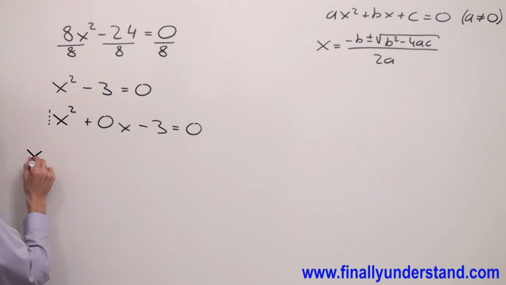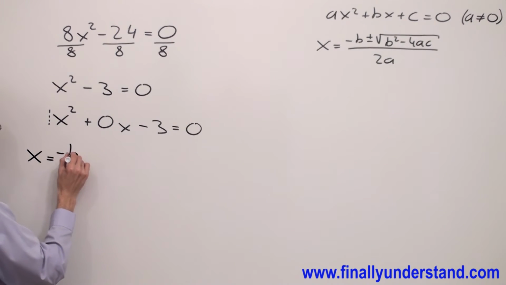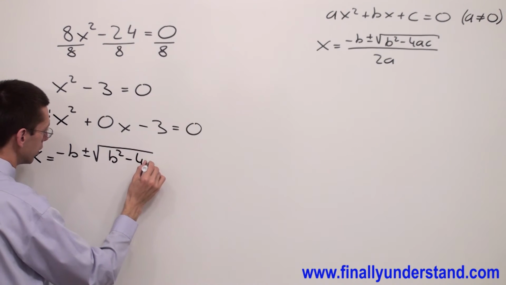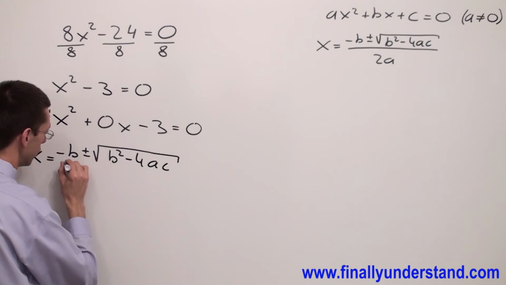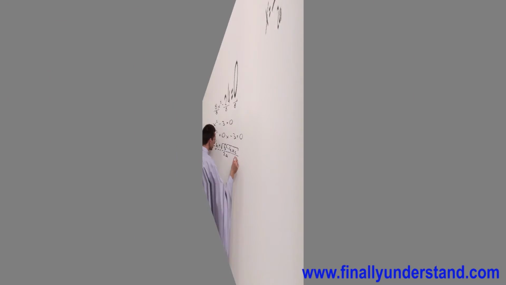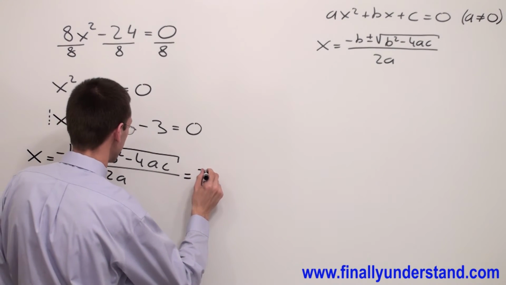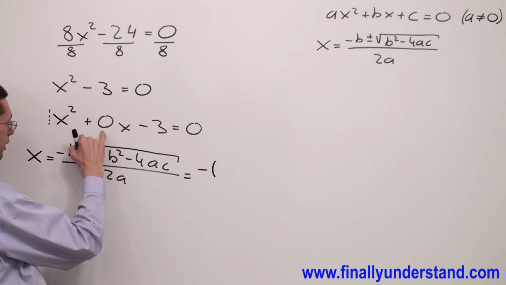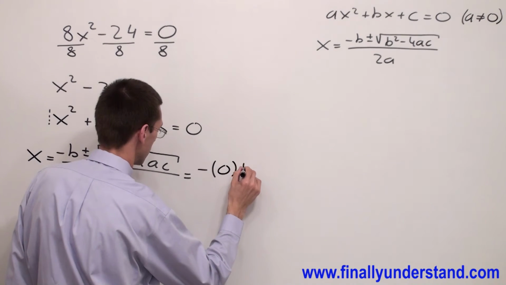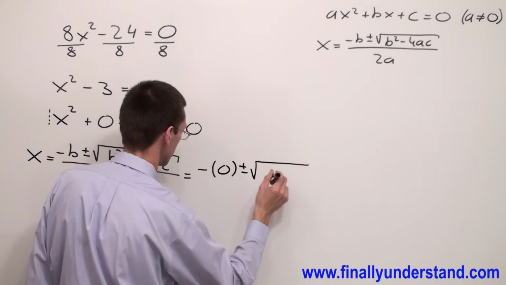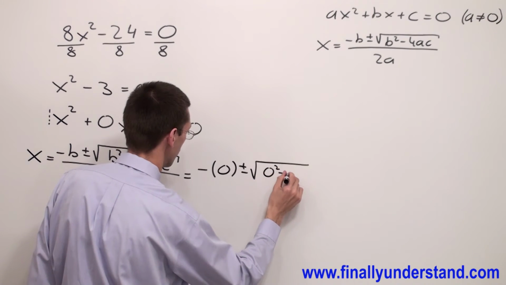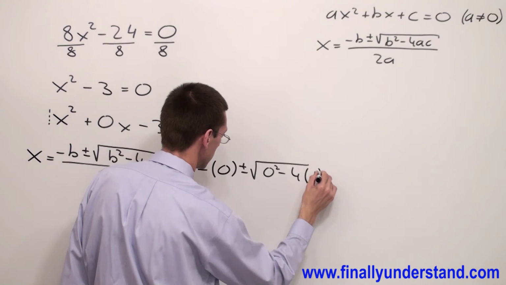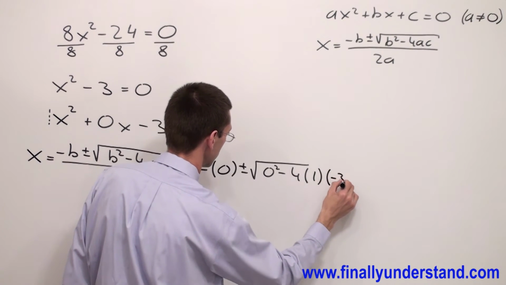Next, I'm supposed to write the quadratic formula. x is equal to minus b plus minus square root of b squared minus 4ac over 2a. Negative, remember this negative comes from the formula, and b in this case is equal to 0, plus minus square root of b squared, which is 0 squared, minus 4 times a, which is positive 1, times c, which is negative 3.